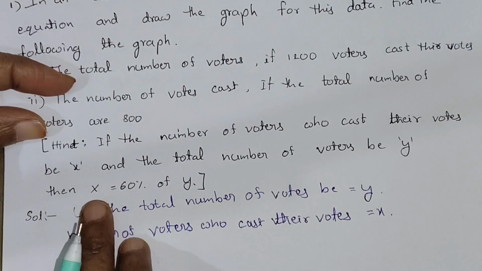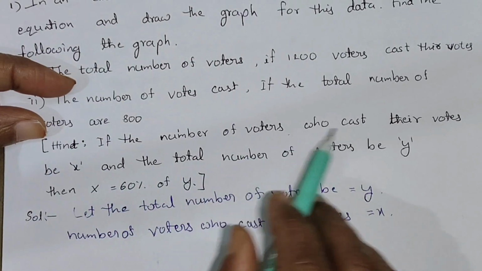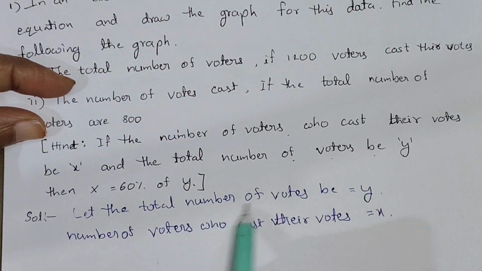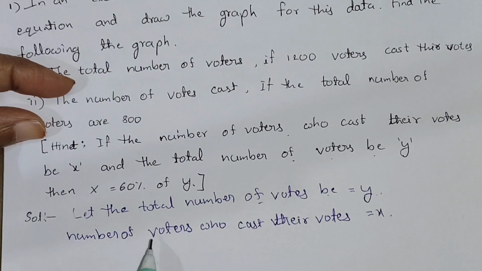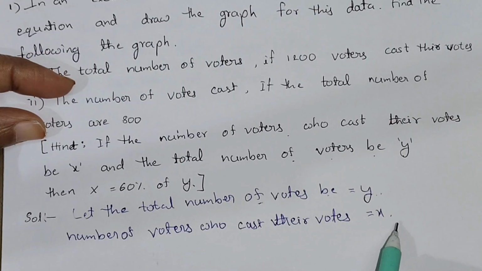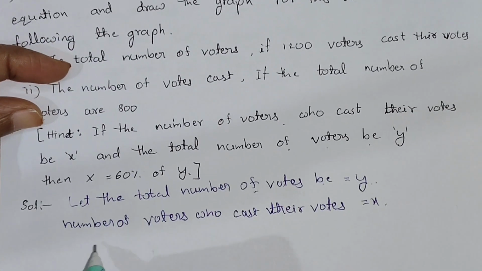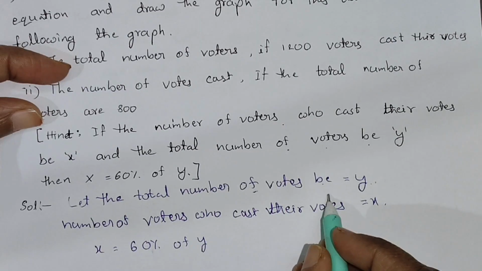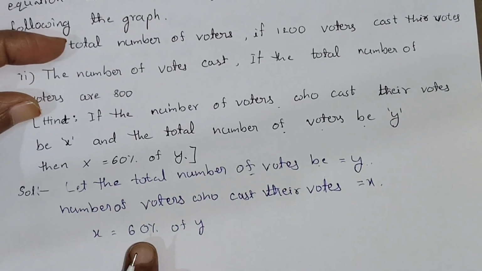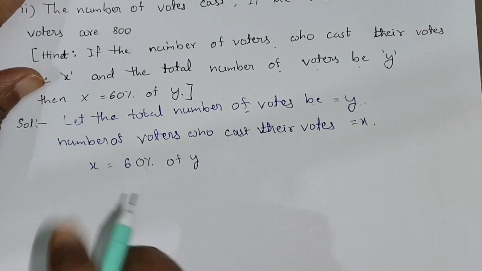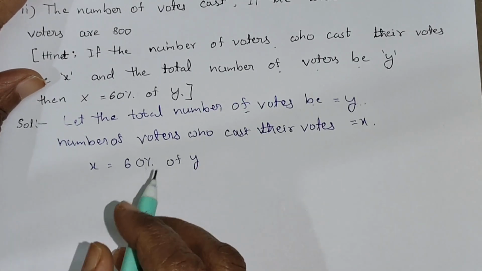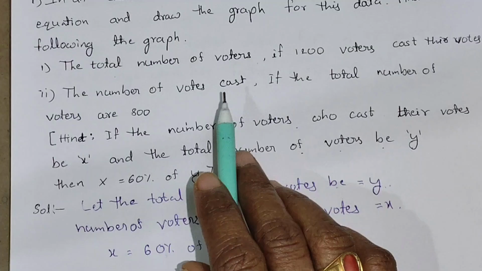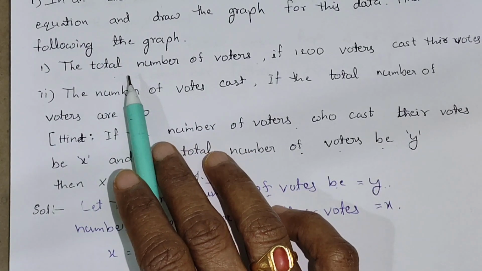So here the relation is given. Here the hint: if the number of voters who cast their votes be x and the total number of voters be y. Here we take the total number of voters as y and the voters who cast their votes as x. Now the relation is x equal to 60% of y, because y is the total number of voters. So we write the xy relation.